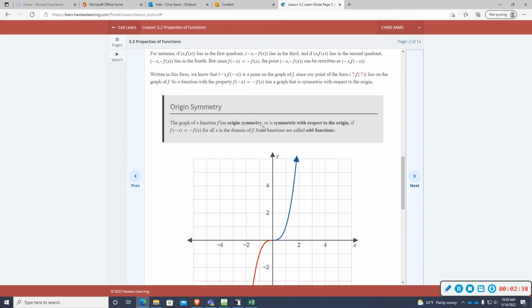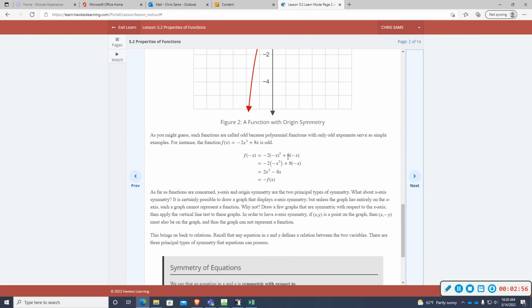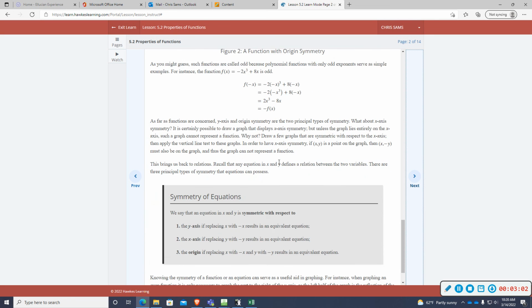Then we have origin symmetry, which is also odd, and what that does is we replace both x and y with negative. That will be the same as flipping this across the x and then across the y. I'm doing both of them. And then you replace the outer function and the inner function with the negative. And I'll show these as we begin to work them out.